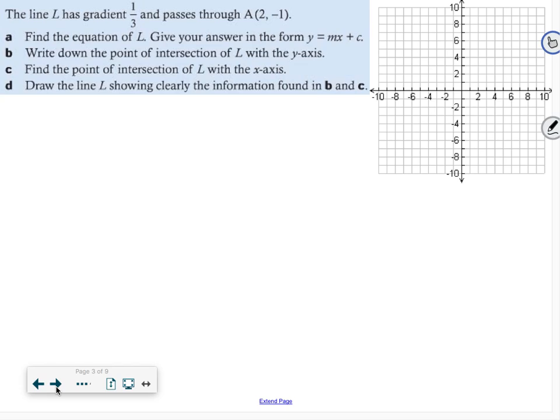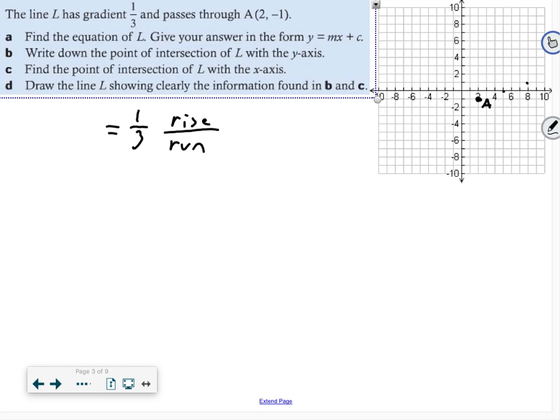So here's another example. So our line L has a gradient of 1/3 and passes through A(2, -1). So I can graph (2, -1), remembering 2 is my x parameter, -1 is my y parameter. So I'm going to graph the point right here on my graph, and I'm going to label that A. Okay, because I have a gradient of 1/3, I can think of gradient as rise over run. So I can go from my point A, go up 1 over 3, and I have a point there.